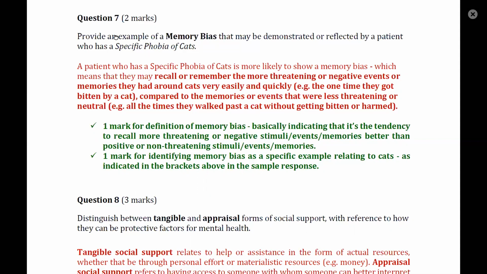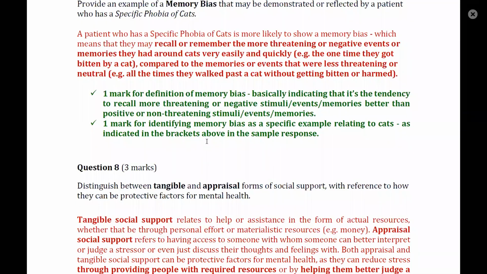And again, whenever we ask you to give an example, it has to be something that we can visualize. When I say example, like the one time they got bitten by a cat, in your head you're imagining someone getting bitten by a cat. So examples always have to be descriptive enough that I'm able to visualize that in my head. And that's why we say it should be descriptive and not general or vague.